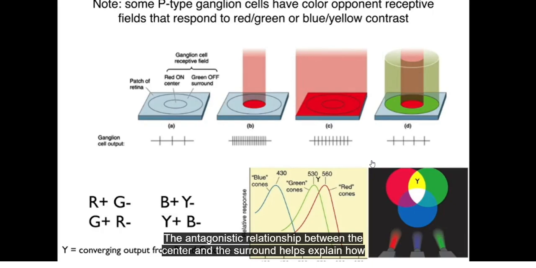The antagonistic relationship between the center and the surround helps explain how we are able to determine whether we're looking at something which is green or something which is red at intermediate wavelengths of light, where both green and red cones respond with the same level of activity.